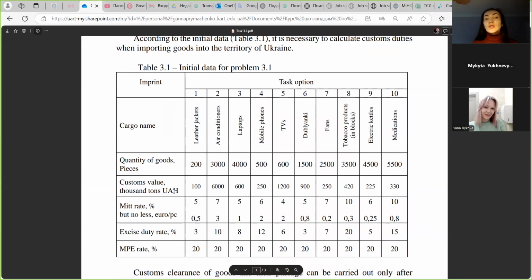For the first variant, it is 100. For the second variant, it is 6,000. For the third variant, it is 600. And for your own variant, please choose this parameter.